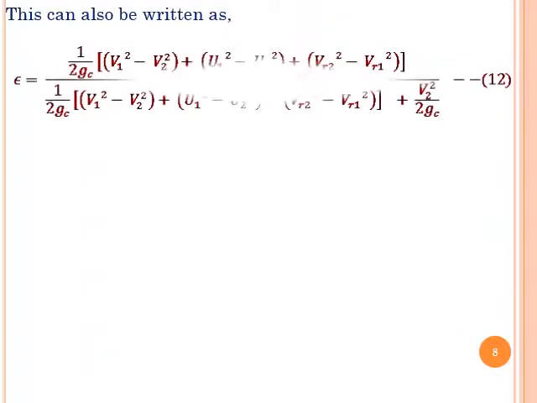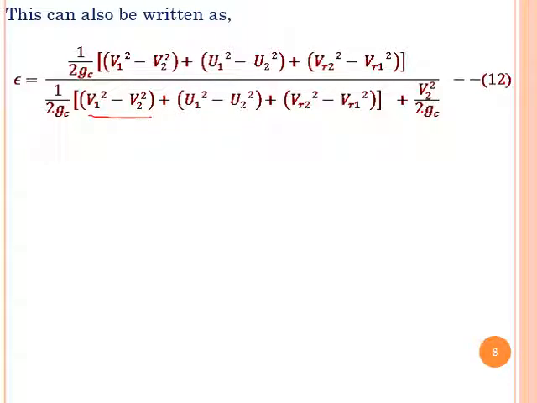So now this can also be written like this. See here, in the denominator initially V1 square is there. Now this one is written as V1 square minus V2 square, similar to the numerator, and this gets cancelled by adding V2 square by 2 Gc in the denominator. So that is expression number 12.